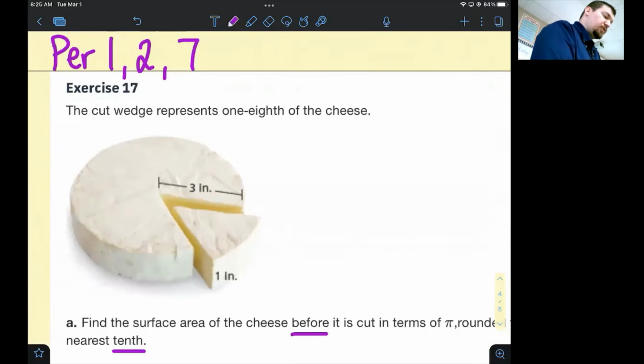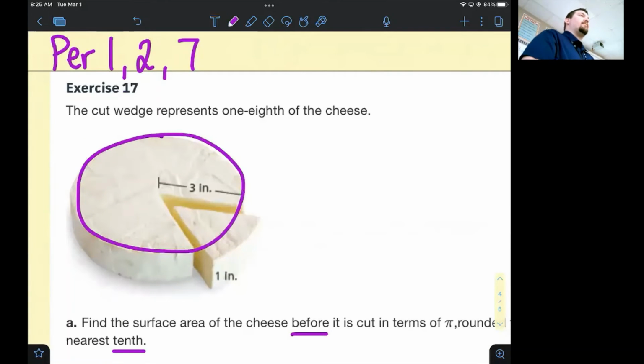Let's do our 2 circles. We have 1 circle on top. Now remember, we're finding the area before the piece is cut out. So we have the circle on top, and a circle on bottom. How many circles is that? 2. We have 2 full circles. So 2 times pi r squared.